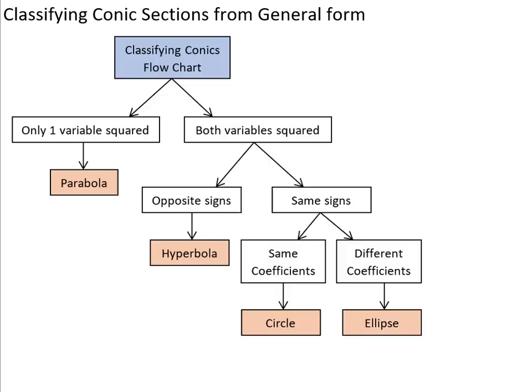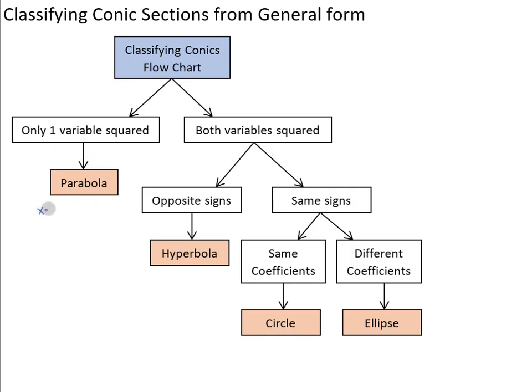Alright guys, today we're talking about classifying conic sections when we're given that equation in general form. And it's actually as easy as following a flowchart. So when we're classifying our conics, the first thing we want to look at when they're given to us in that big general form is how many of our variables are being squared.